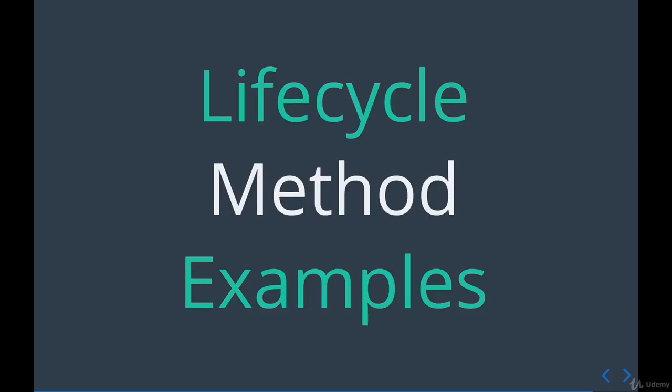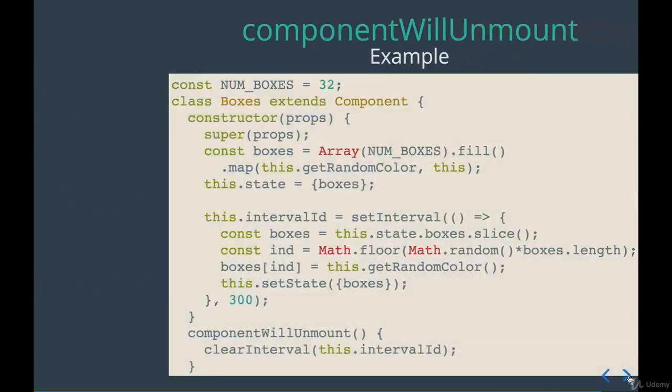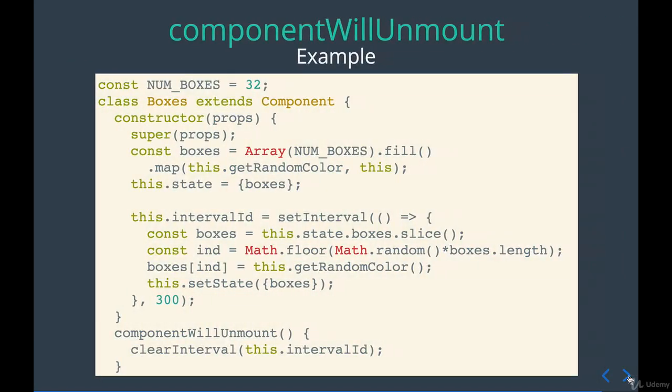In the last video, we introduced component lifecycle methods. Next, we'll talk about some example use cases of lifecycle methods. If you remember back to our boxes exercise, where we have 32 boxes that change color randomly, if that component were part of a larger application, you would want the set interval to stop after this component gets unmounted.